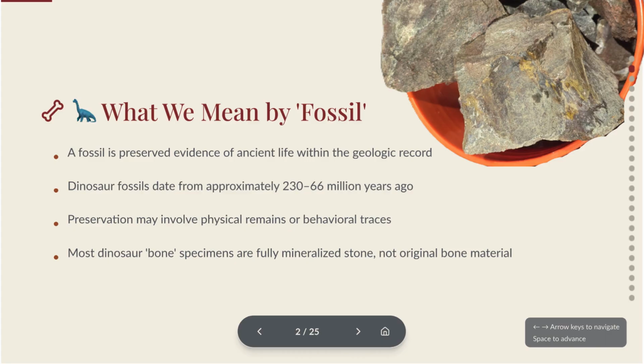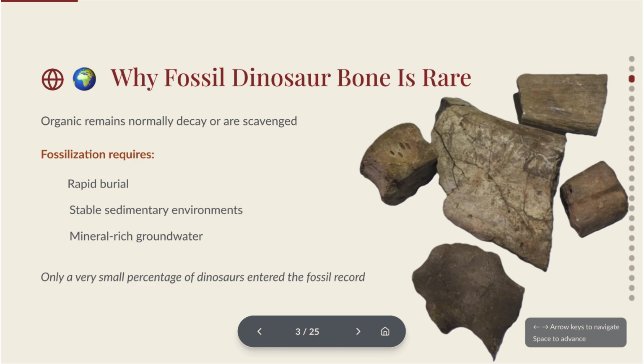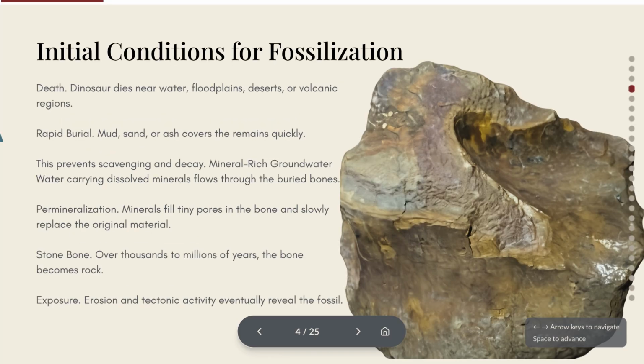Most dinosaur bone specimens are fully mineralized stone, not original bone material. Why fossil dinosaur bone is rare. Organic remains normally decay or are scavenged. Fossilization requires rapid burial, stable sedimentary environments, and mineral-rich groundwater. Only a very small percentage of dinosaurs entered the fossil record.